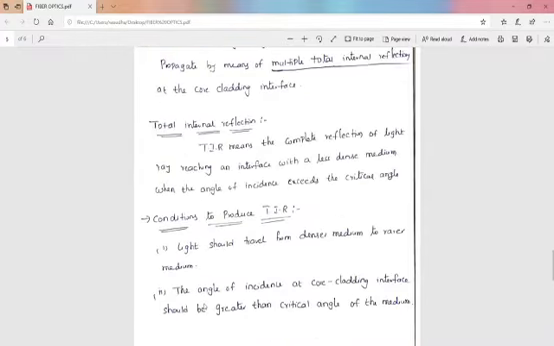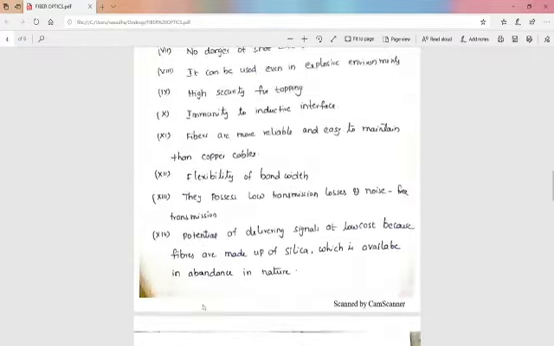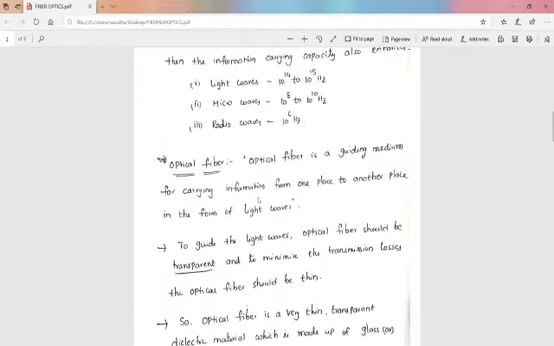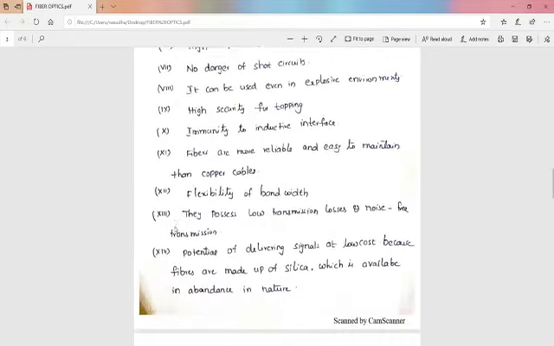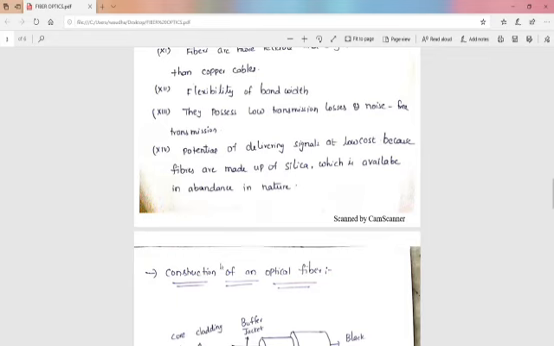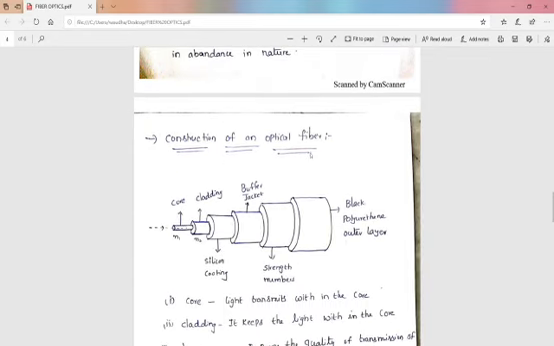So once again I am repeating the concepts we discussed here. First, what is an optical fiber? It is a guiding medium carrying information from one place to another place in the form of light waves. And next we discussed types of fibers, advantages of fibers in communication. We discussed a number of advantages of fibers compared to other communication systems. So next we discussed construction of fiber. Main parts: it consists of core, cladding, silicon coating, buffer jacket, strength members and black polyurethane protective layer.